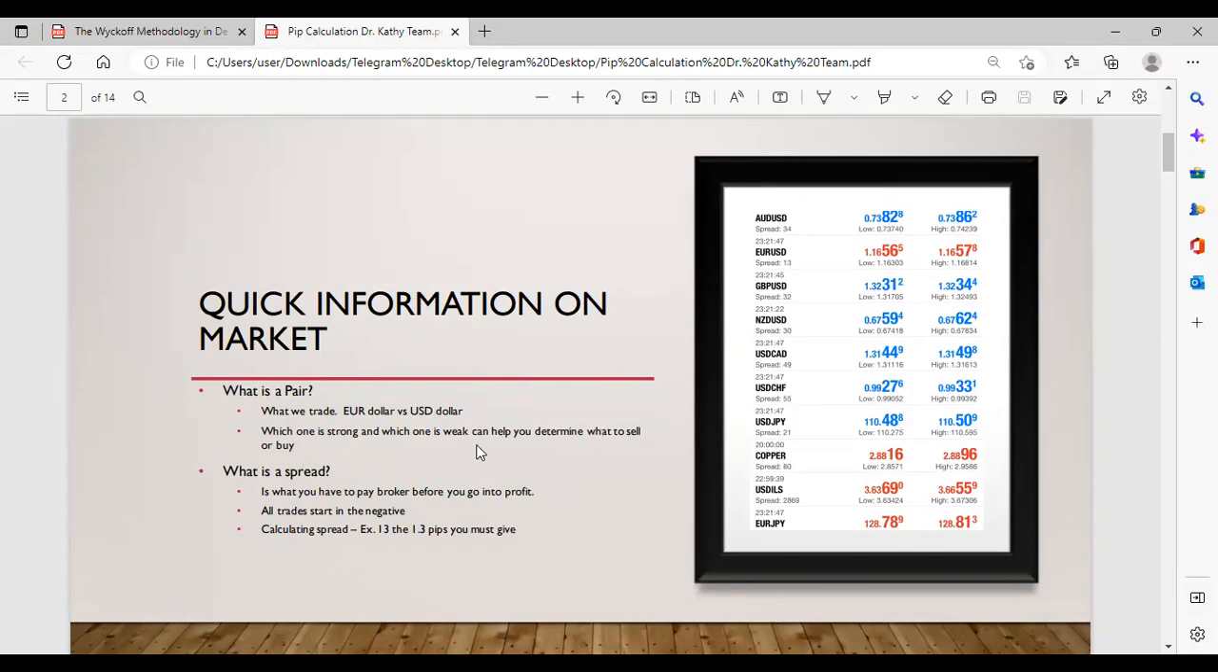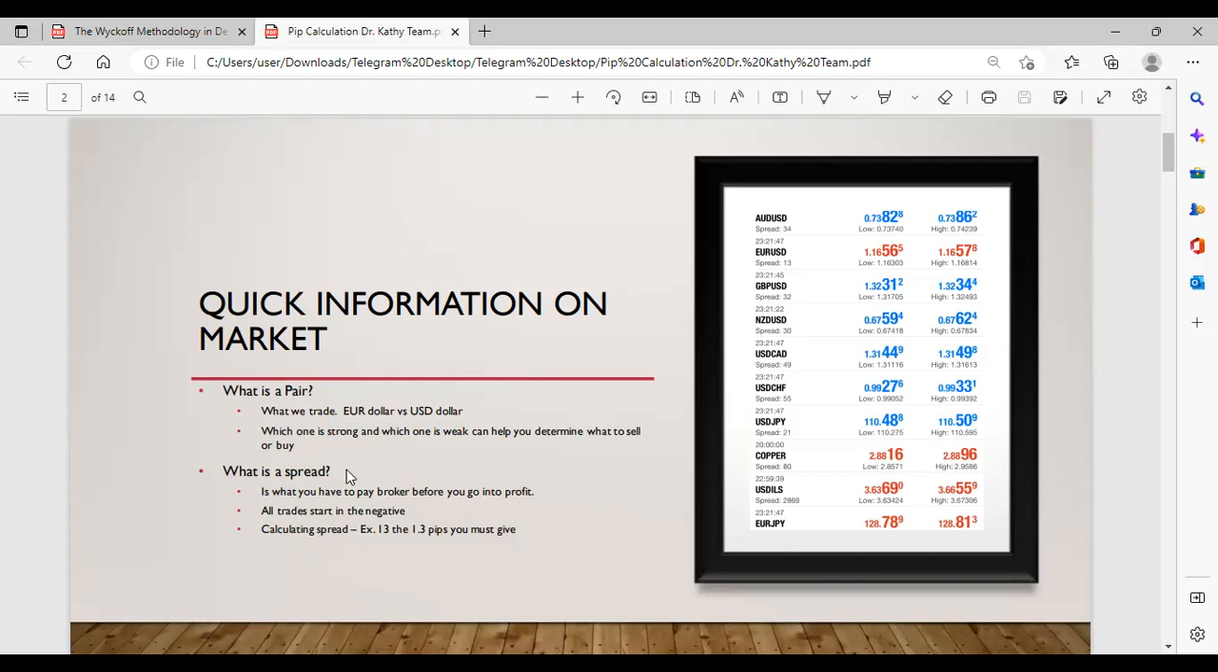There are websites you can go to, for example Forex Factory. You can go there and find out which currency is strong and which is very weak. Check it out, forexfactory.com.